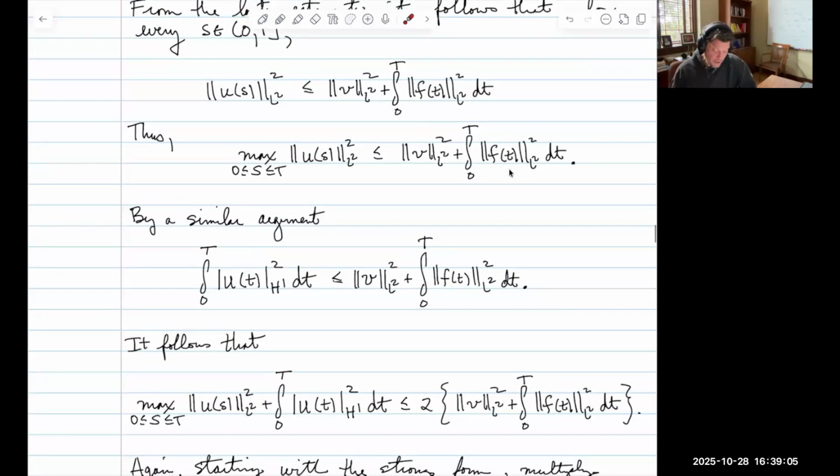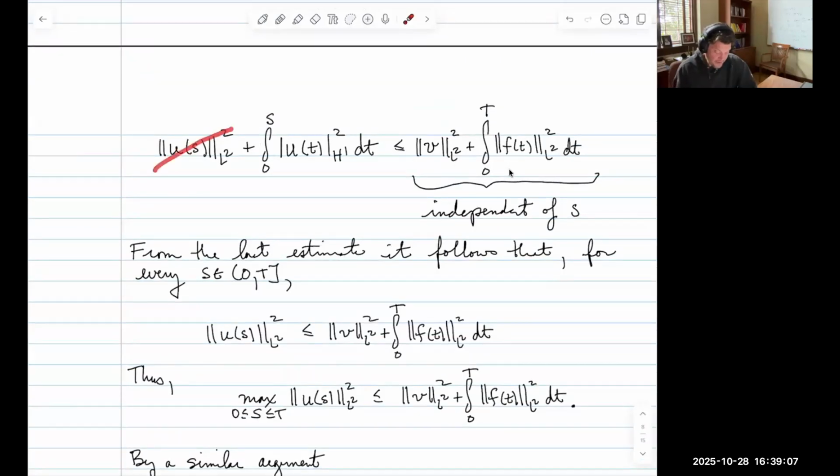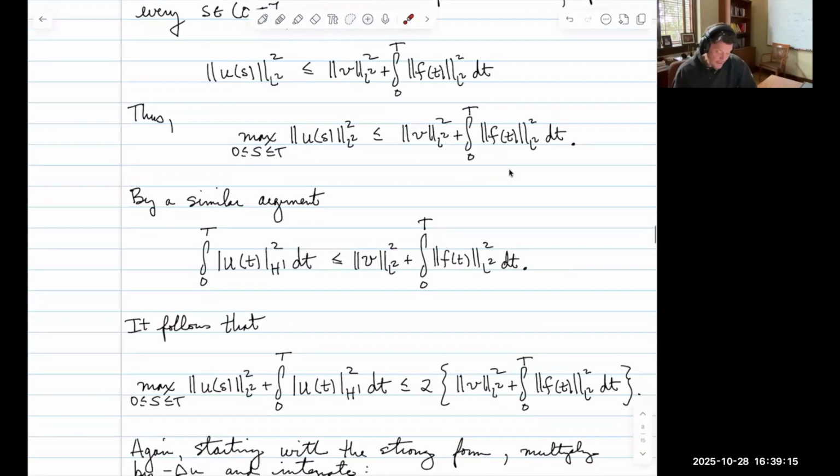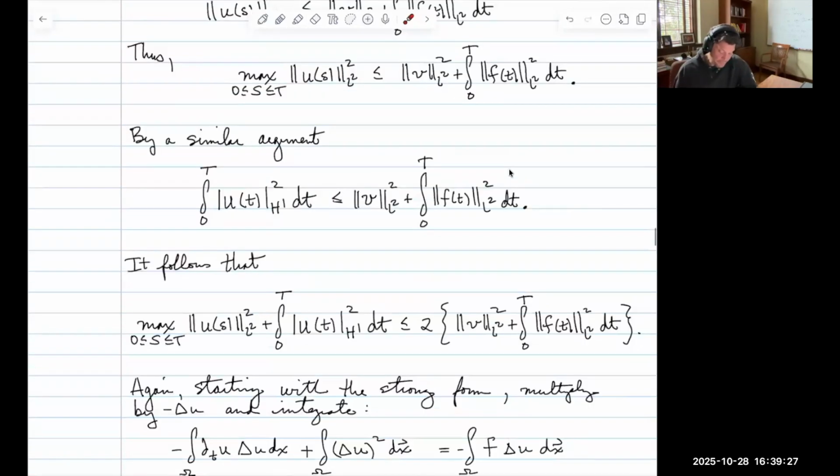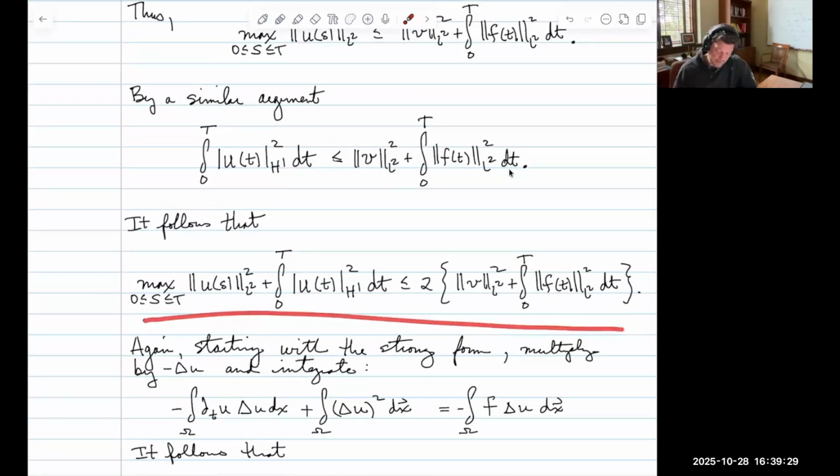Now, by a similar argument, I can throw away this term and keep only this term, and then take s to be its maximum value, which is just T, and that argument gives me this inequality. But this inequality is exactly what I wanted to prove for the second estimate, so we're done. I wrote them together as one, but you don't have to write them together in one estimate.